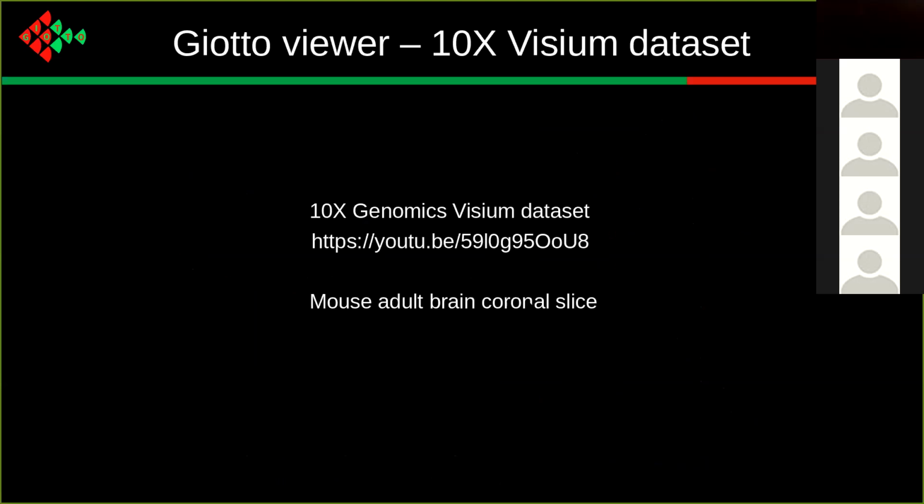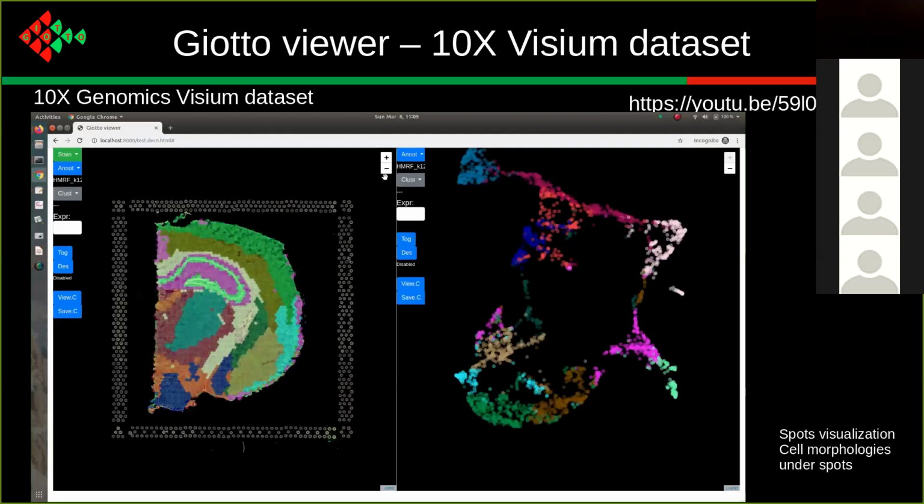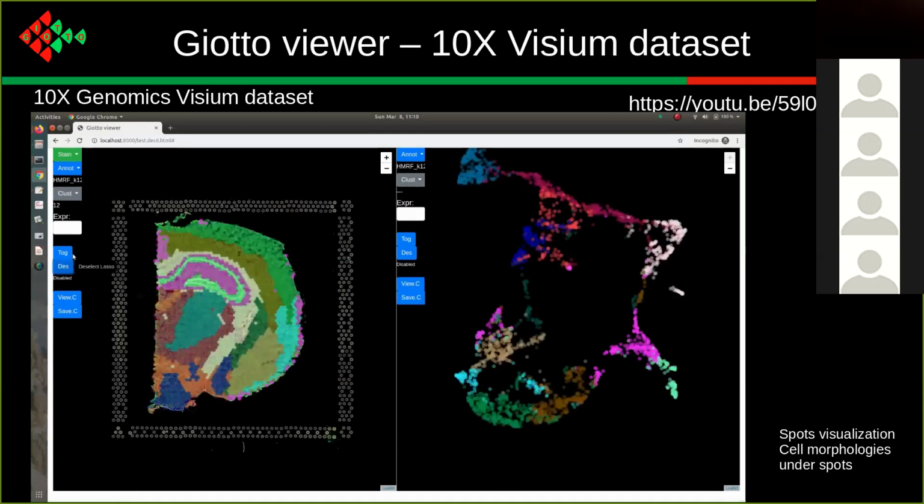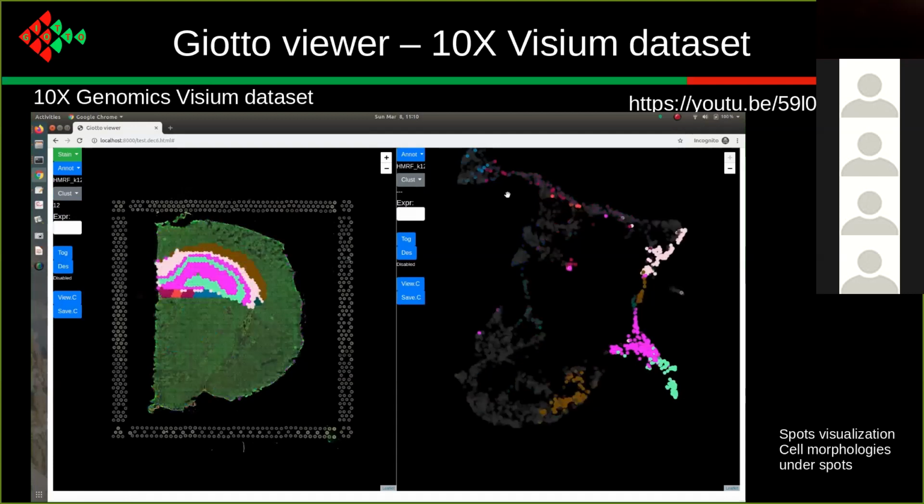And Giotto Viewer does not work only for single cell resolution data. It can also be used for the 10x Genomics platform. So here I'm using one of the test data sets provided by Visium, which shows the mouse adult brain coronal slice. And here, this is a demo showing first the ability to highlight a specific cluster. And you can see immediately in the other panel, the cluster is highlighted. You can use the toggle function, which I've started here, to hand select a region, as I've done here. And by doing so, you can also see the corresponding cells in the expression panel.